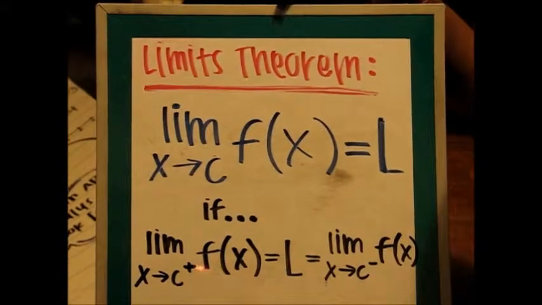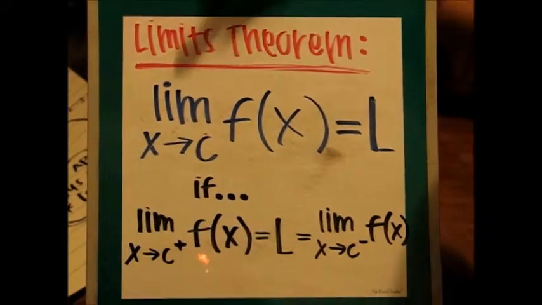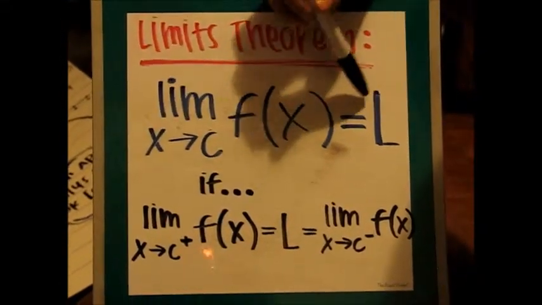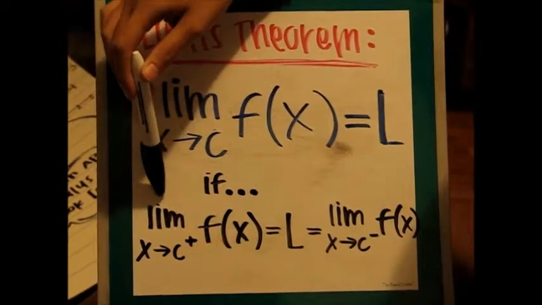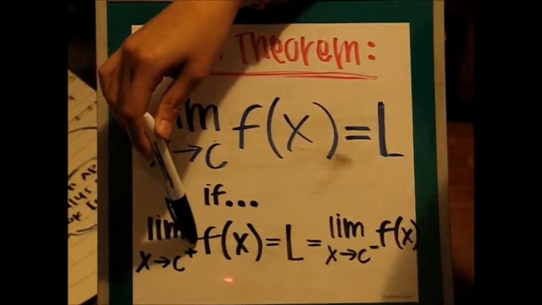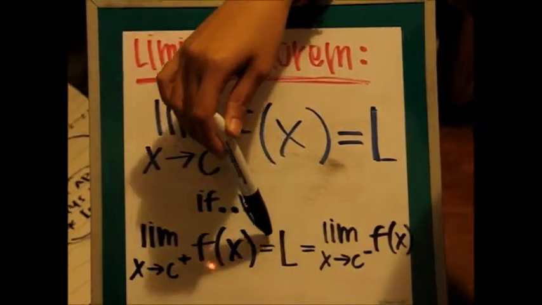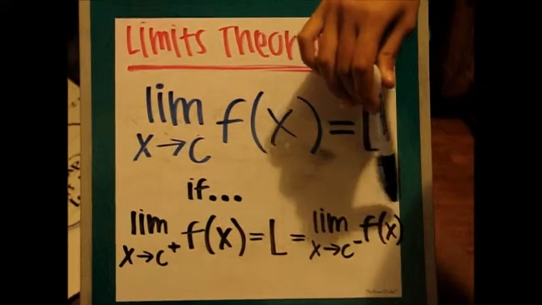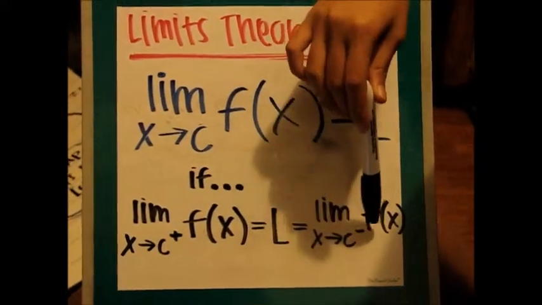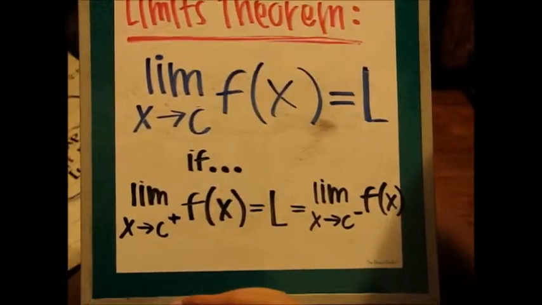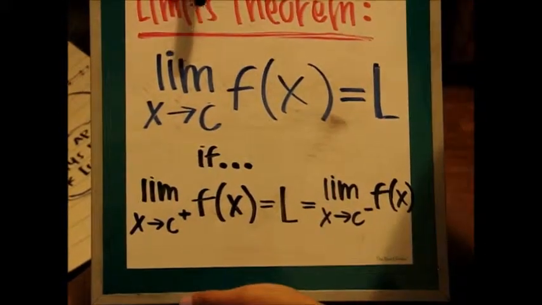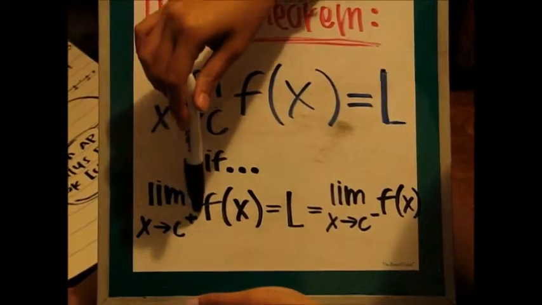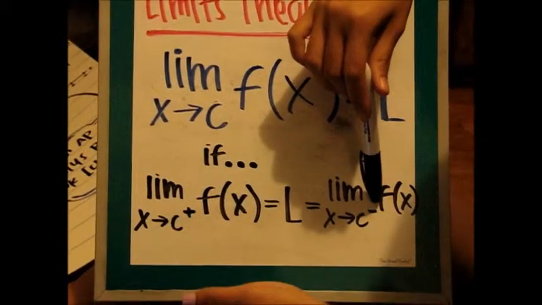So the basic theorem that you need to know about limits is that the limit as x approaches c of the function f of x will equal L as long as the limit as x approaches c from the right hand side of the function f of x equals L, and also when the limit of the function f of x as x approaches c from the left hand side also equals L. In other words, this means the limit is defined when the right hand side agrees with the left hand side.